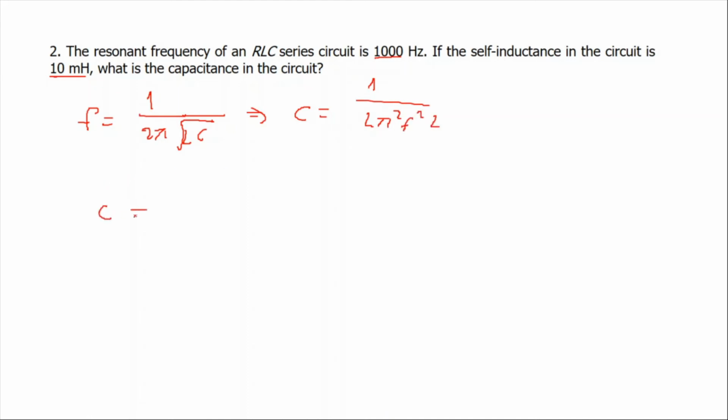So let's write every term, then we will get 1 over 4 pi square, and f is 1000 Hertz square, and the inductor is 10 millihenry, 10 times 10 to the negative 3. So if we calculate, we are going to find approximately 2.5 microfarad.